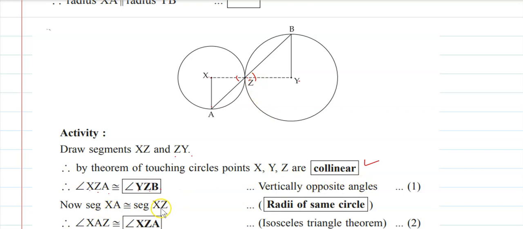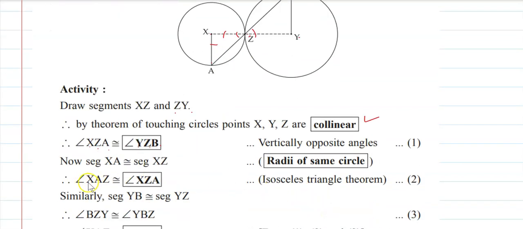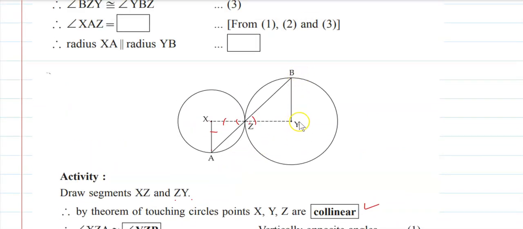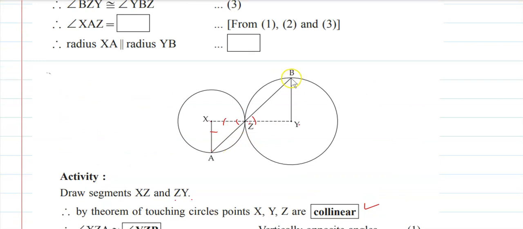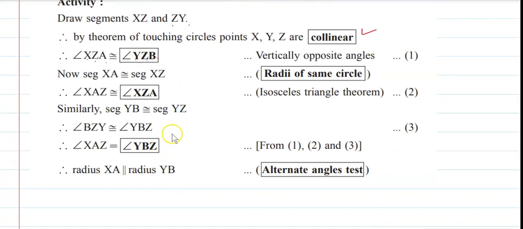Segment XA is congruent to segment XZ. They are the radii of the same circle. Therefore, angle XAZ is congruent to angle XZA, by the isosceles triangle theorem. Similarly, segment YB is congruent to segment YZ, and therefore their base angles are congruent. Angle BZY is congruent to angle YBZ.